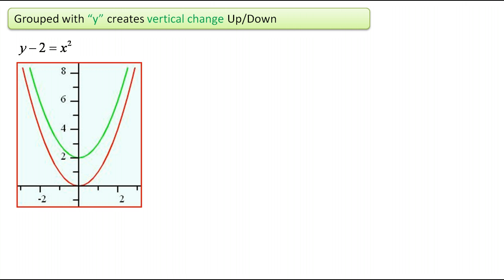Now anything grouped with y creates a vertical change along the y-axis. That's the up and down. So in the case here of y minus 2 equals x squared, that is going to be a quadratic function, so it's a parabola, and it's actually going to shift it up 2 units. So again, you'd think minus 2 would shift it down, but it actually shifts it up 2 units. So my vertex now is at (0, 2).